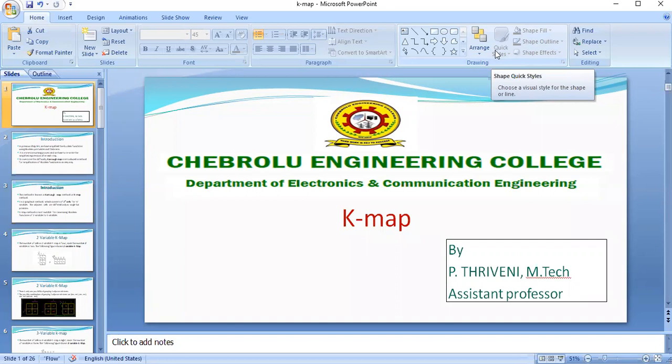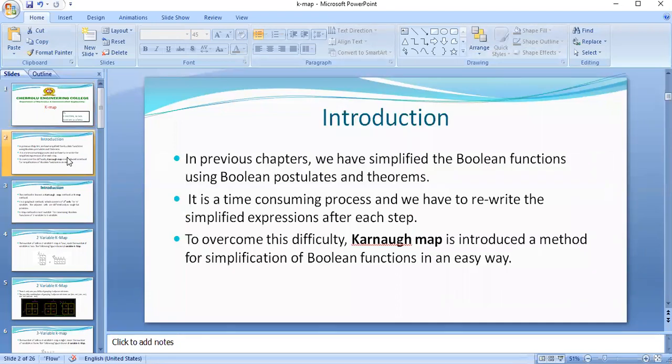So in today's session, I'm going to explain to you about the K-map method of simplification, to minimize Boolean expressions. In the previous session, we already discussed the minimization of Boolean functions or expressions using Boolean theorems. For example, if the number of variables increases, we have to rewrite the simplified expressions after each step. So that was a time-consuming process.